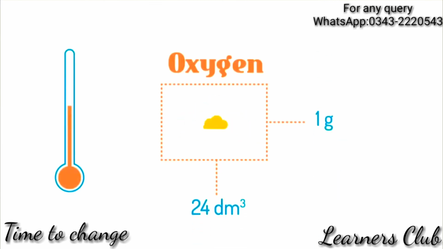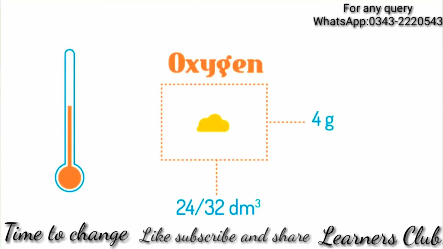Therefore, 1 gram of oxygen gas at room temperature occupies a volume of 24 divided by 32 decimeters cubed. And so, 4 grams of oxygen gas at room temperature occupies a volume of 4 times 24 over 32 decimeters cubed, or 3 decimeters cubed. Did you get it right?